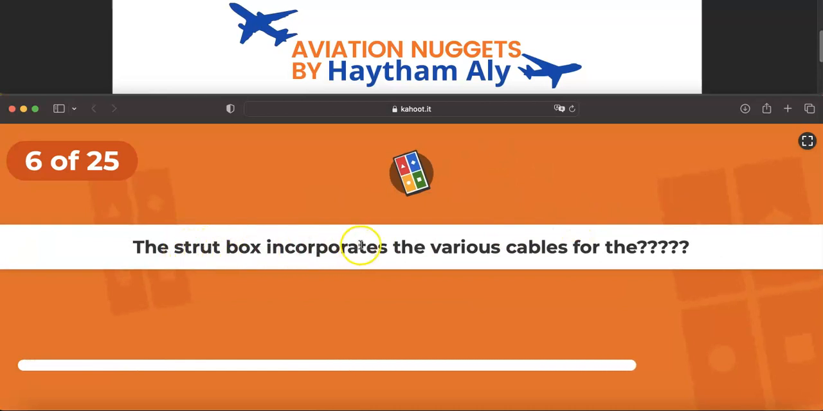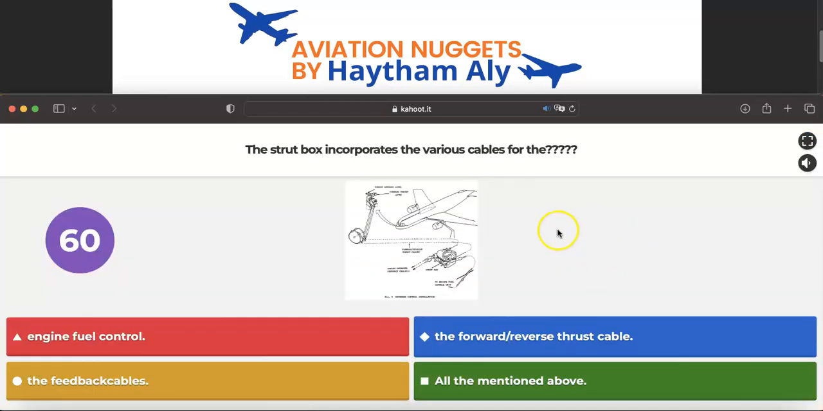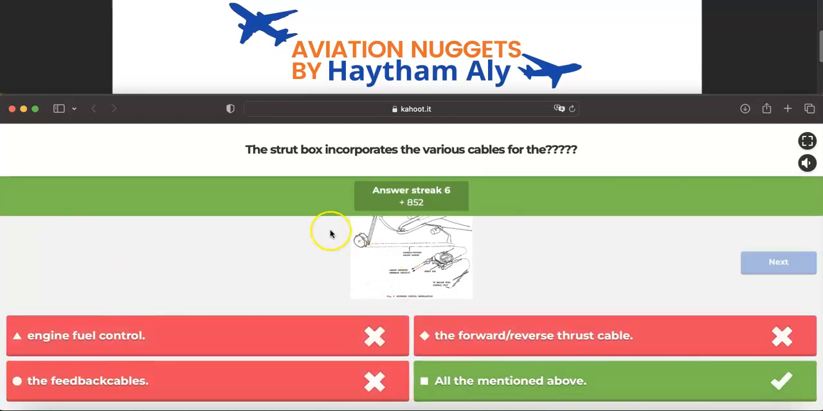The strut box incorporates the various cables for the engine fuel control, forward reverse thrust cable, and the feedback cables. So the right answer is all the mentioned above. The engine control box or engine strut box in a mechanically controlled engine is always connected to the cockpit control levers for forward thrust or reverse thrust.